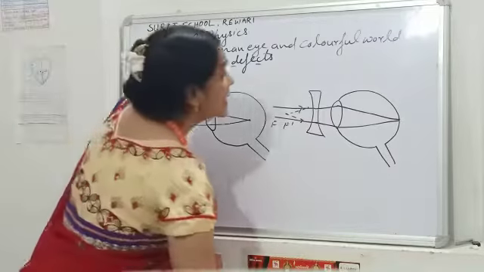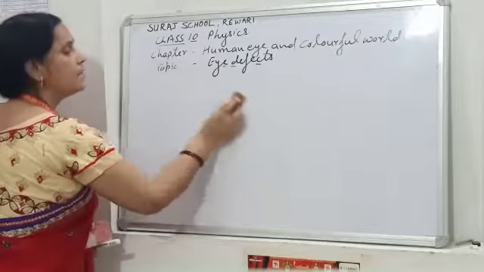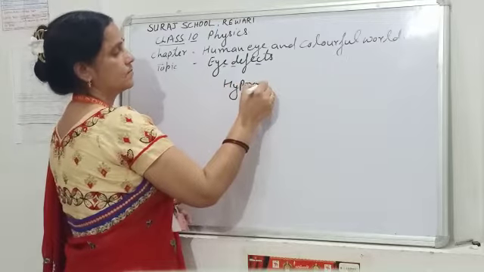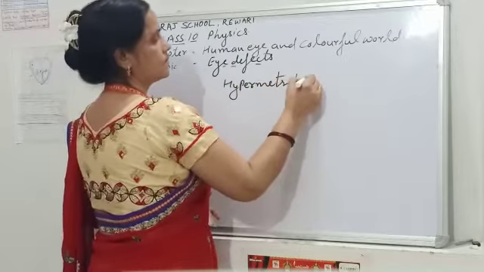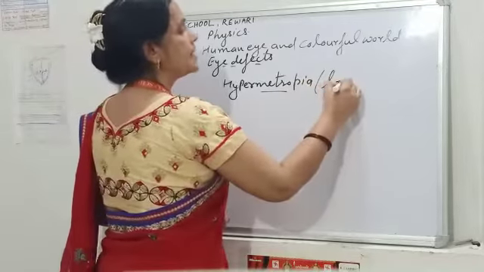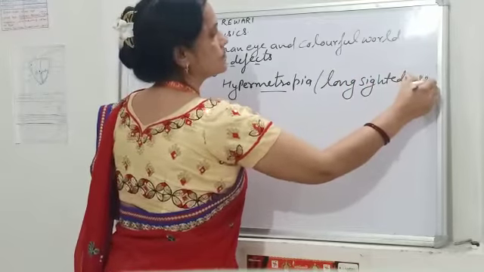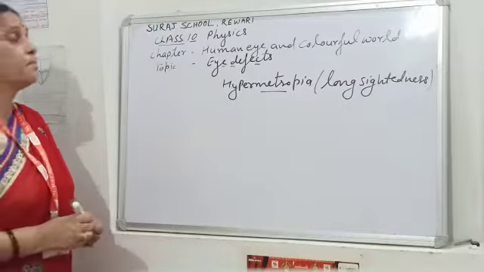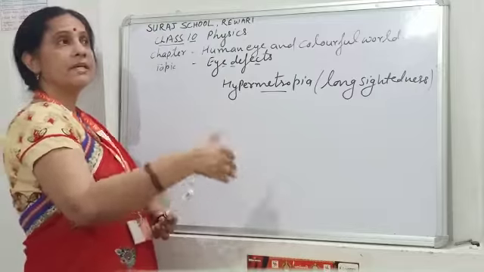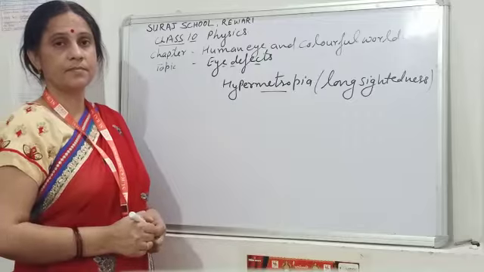Now, the second common eye defect is hypermetropia. Hypermetropia is also known as long-sightedness. In this defect, a person cannot see the nearby object clearly but can see the distant object, can see the far objects very clearly. How?